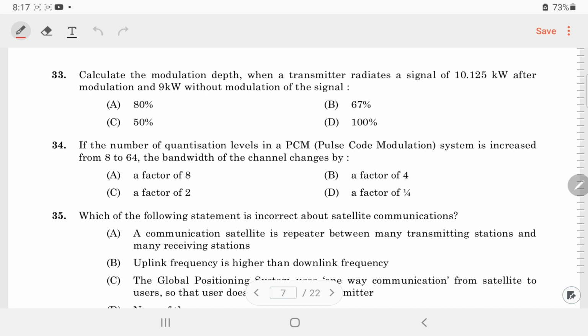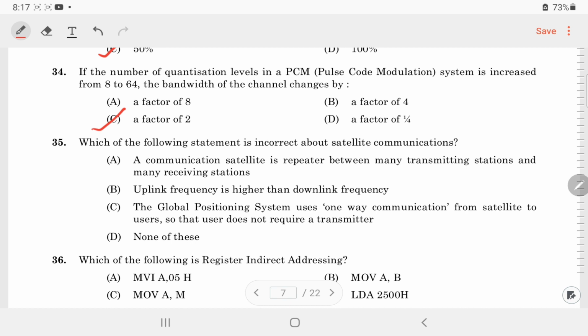Next question. Calculate the modulation depth when a transmitter radiates a signal of 10.125 kW after modulation and 9 kW without modulation of the signal. The answer is option C. Next question. If the number of quantization levels in a PCM system is increased from 8 to 64, the bandwidth of the channel is given by. The answer is option C.